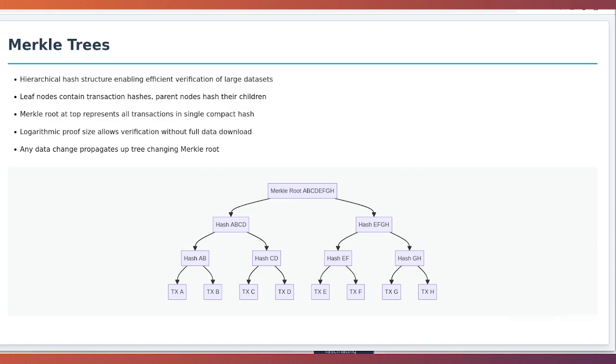The Merkle tree structure also preserves the integrity guarantee. If any transaction changes, its hash changes, which changes its parent hash, and so on up the tree, ultimately changing the Merkle root.